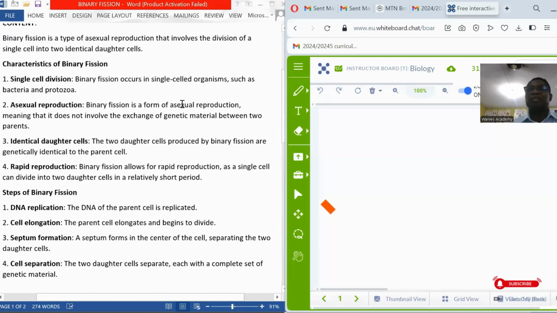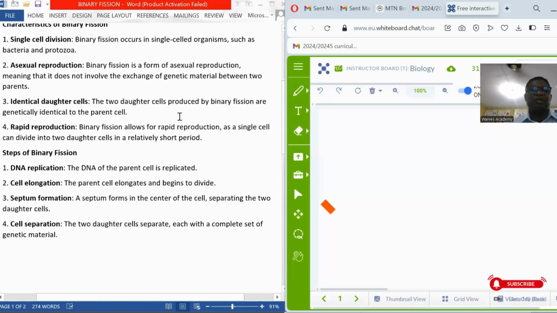Binary fission occurs in single-celled organisms. As I said earlier, it occurs in unicellular organisms like bacteria, amoeba, paramecium, etc. It is an asexual means of reproduction that does not involve any sex gametes. So it doesn't involve gametic cells. It doesn't involve two organisms. In binary fission, two identical daughter cells are produced at the end of the process of reproduction.